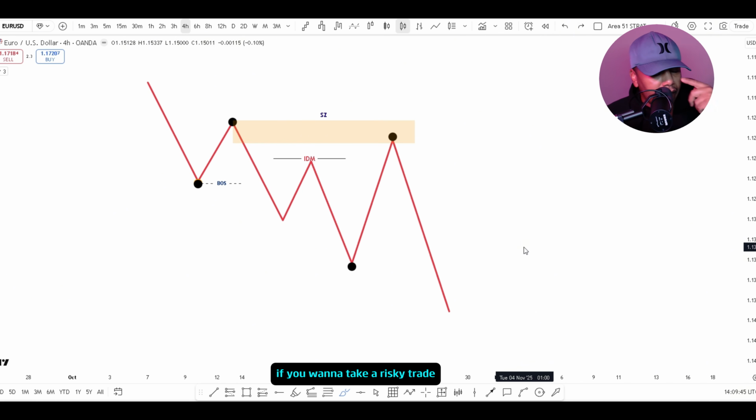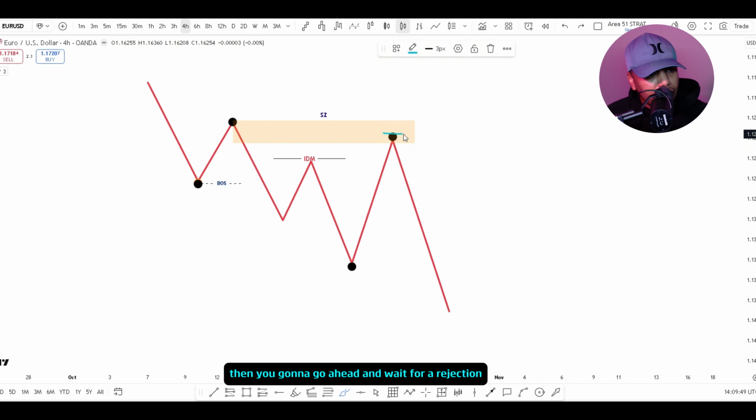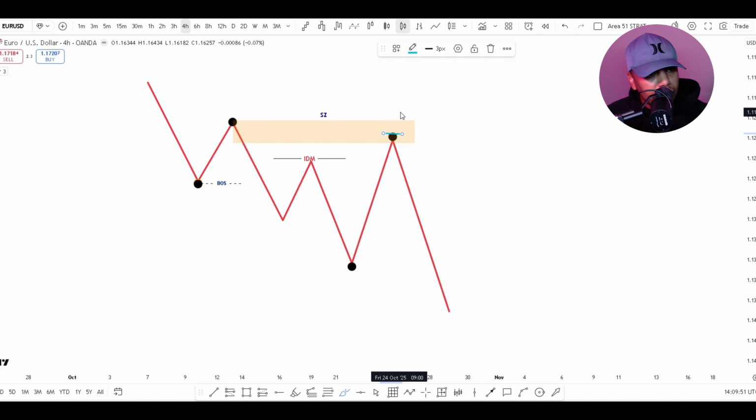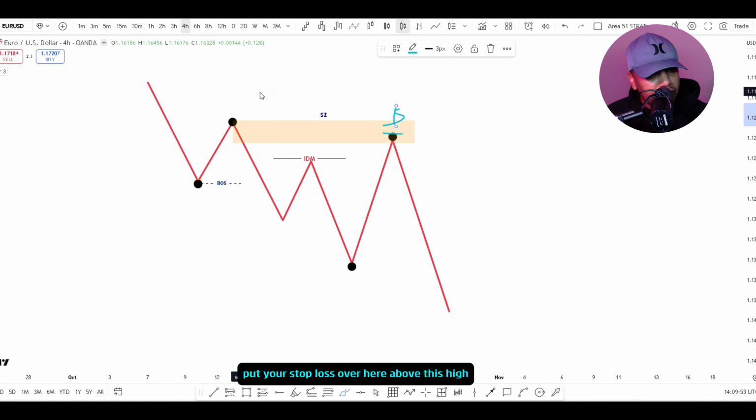If you want to take a risky trade, then you're going to wait for a rejection, put your stop loss over here above this high, and then execute a trade. Knowing that the inducement was taken out, this will be a very helpful trade. If it goes against you, your stop loss is very minimal, and you're only taking these trades during the high volume hours, during the London session or the New York session.